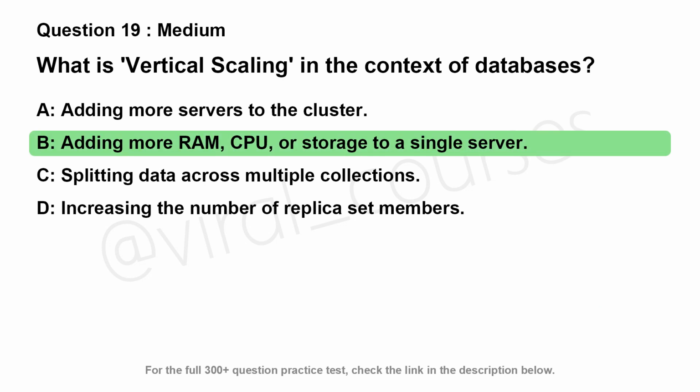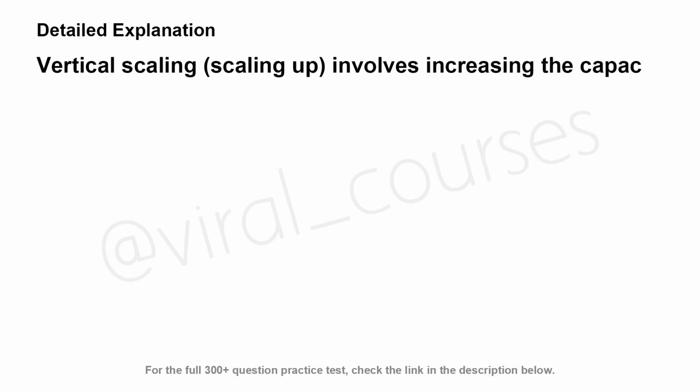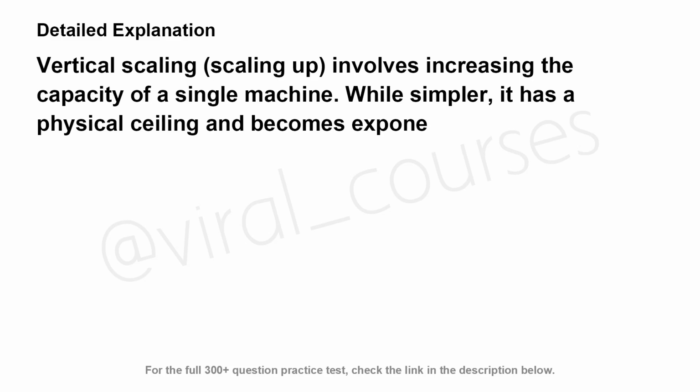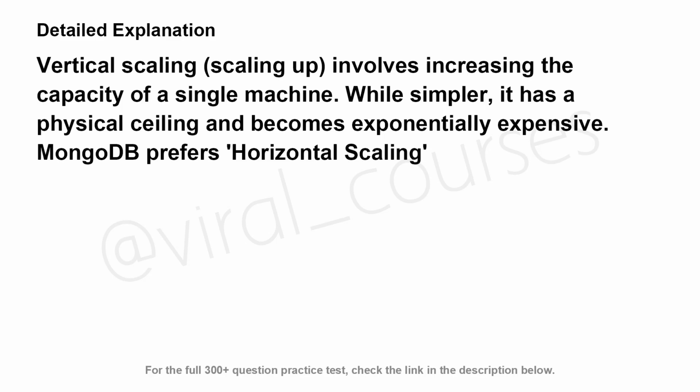The correct answer is B. Vertical scaling, or scaling up, involves increasing the capacity of a single machine. While simpler, it has a physical ceiling and becomes exponentially expensive. MongoDB prefers horizontal scaling, scaling out via sharding.